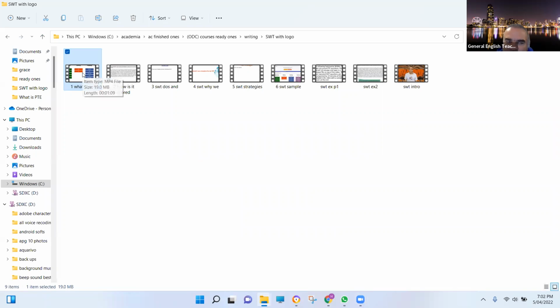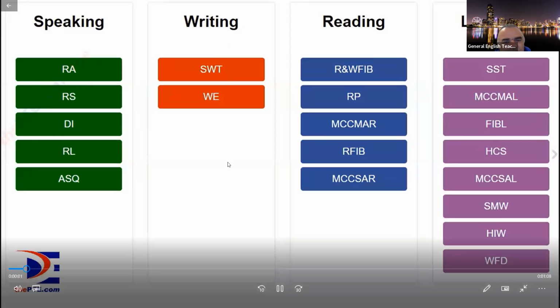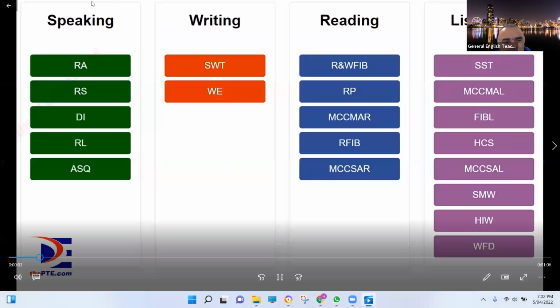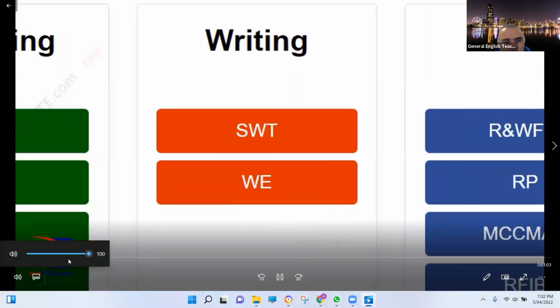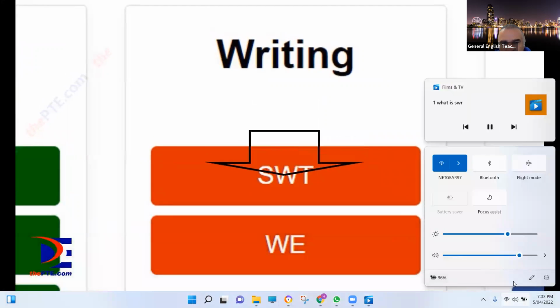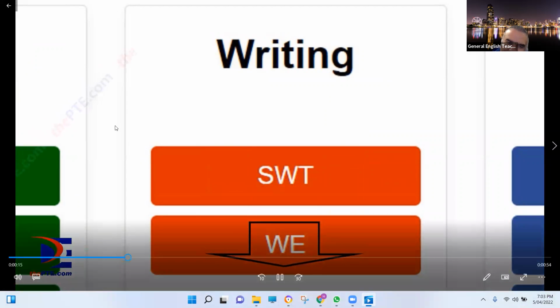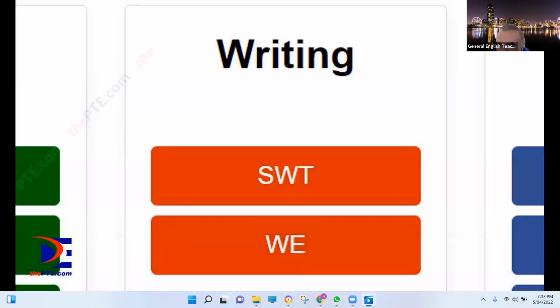Now, for those of you that don't know what summarized written text is, just a short summary. Introduction. So first of all, what is a summarized written text? The PTE writing module consists of 2 parts, summarized written text and essay writing respectively. PTE candidates will have 1 or 2 summarized written text questions in their PTE test.